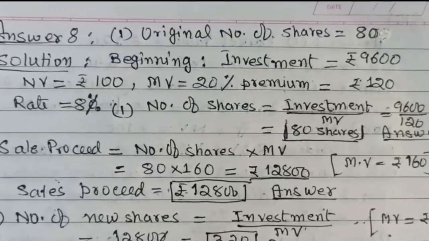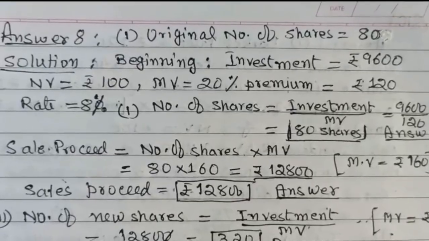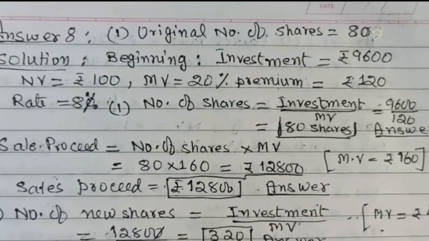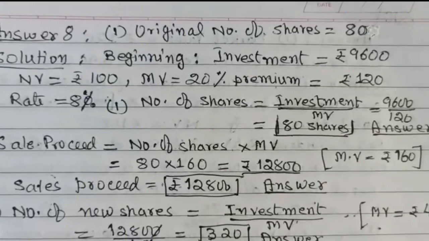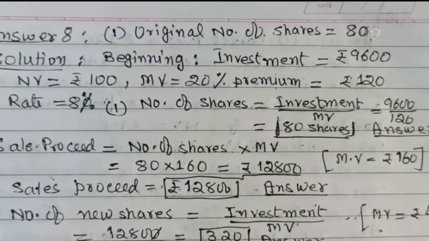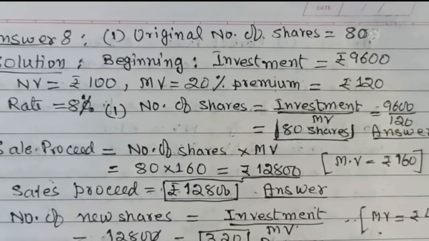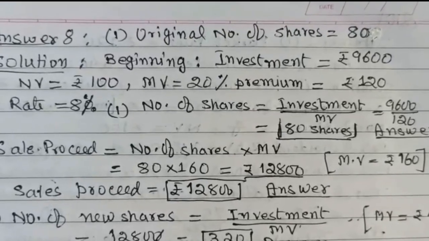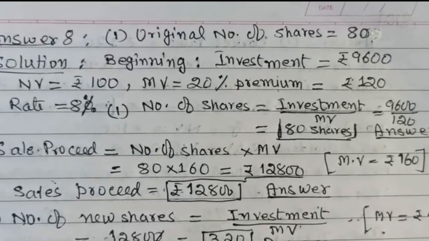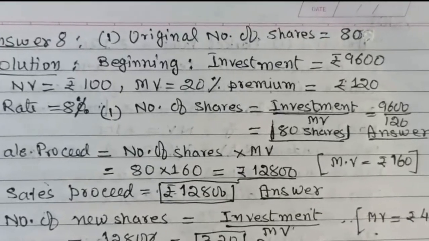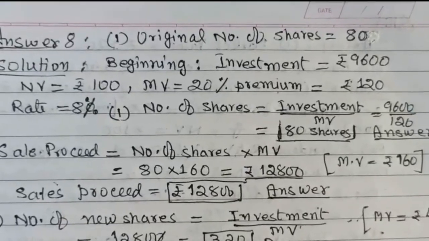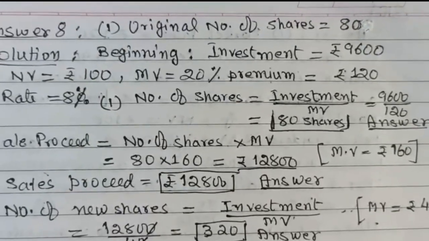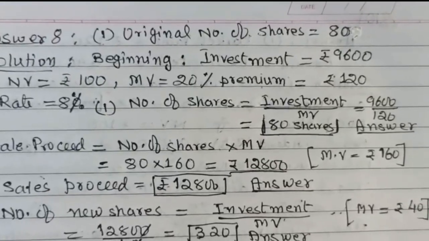Solution to question number 8. It is given that Sandeep has invested rupees 9,600 in buying the shares of a company whose nominal value is rupees 100 and market value is at 20% premium. That is, the market value is 20% above the nominal value, which becomes rupees 120. The rate of dividend is given 8%. We have to find out the number of shares he has bought.